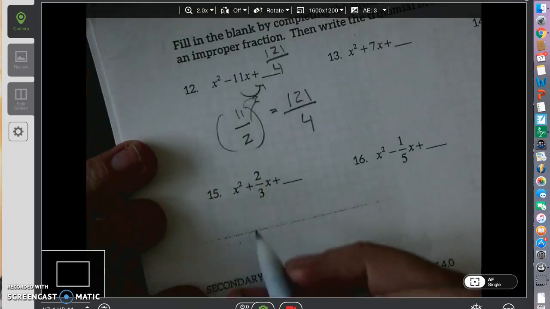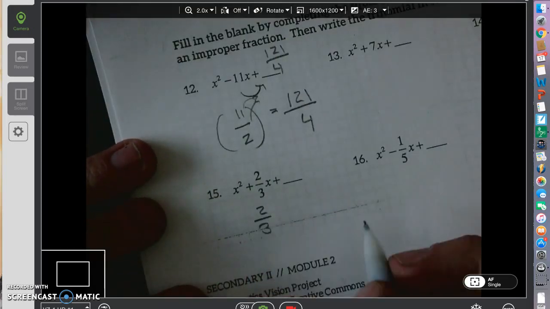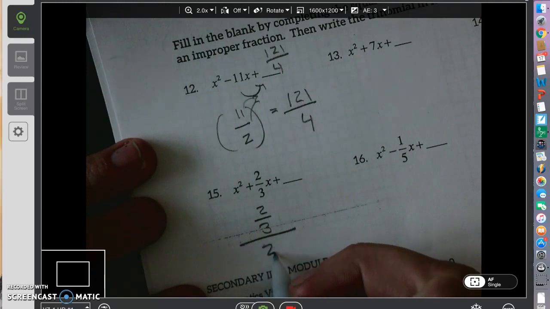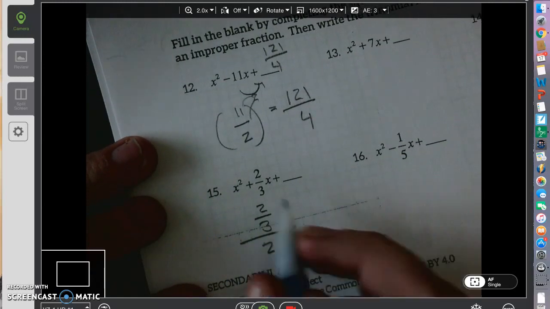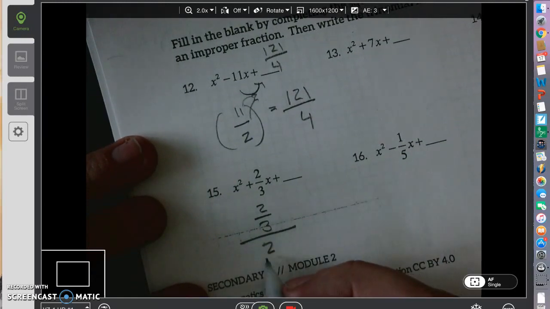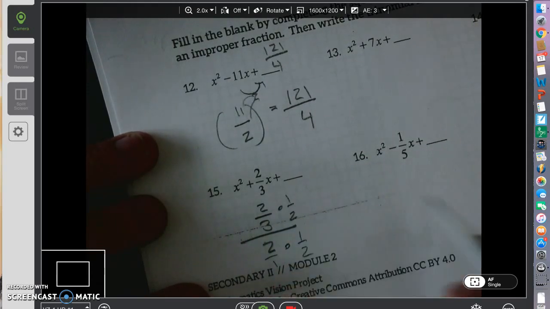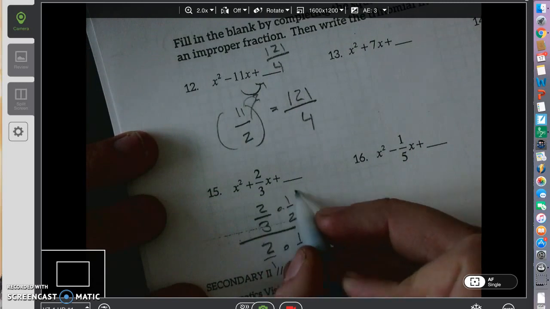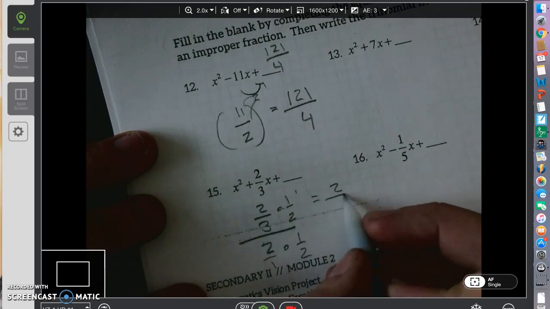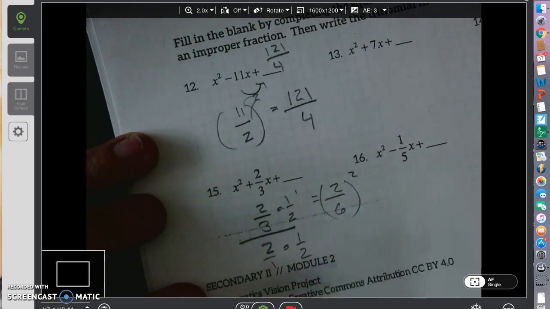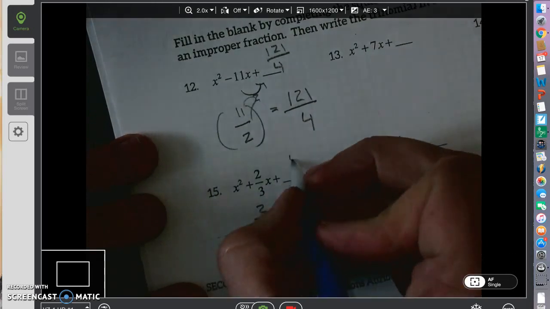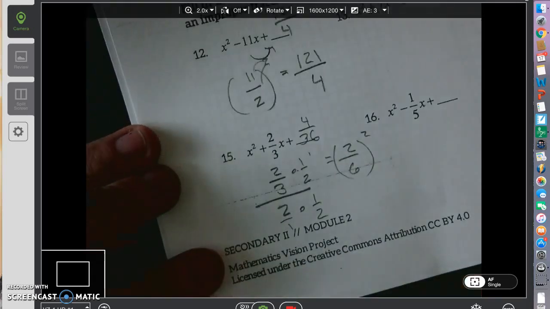Then this fraction one gives me 2/3 divided by 2. If you want to simplify 2/3 and divide it by 2, you multiply by 1 over 2. Then you get 2 times 1, which is 2, 3 times 2, which is 6, squared. So you get 4 over 36.